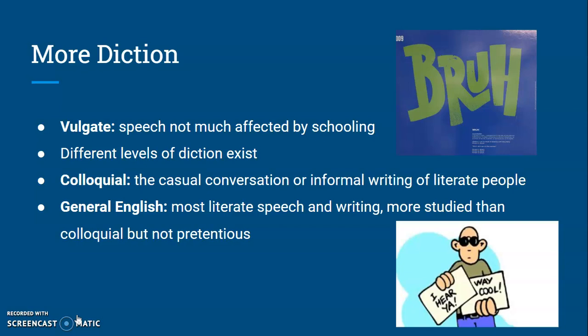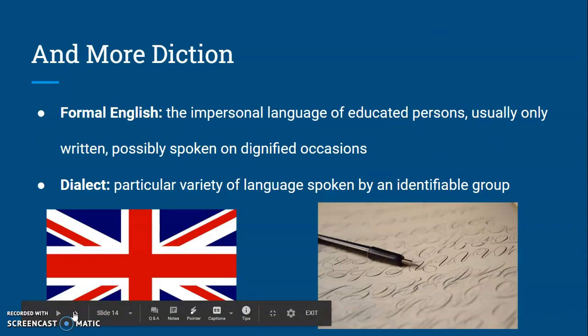There's also general English. General English is the most literate speech and writing, more studied than colloquial, but it's not as pretentious as Old English. And even more diction is formal English, which is the impersonal language of educated persons, usually only written, possibly spoken on dignified occasions. And then the next one is dialect, a particular variety of language spoken by an identifiable group.